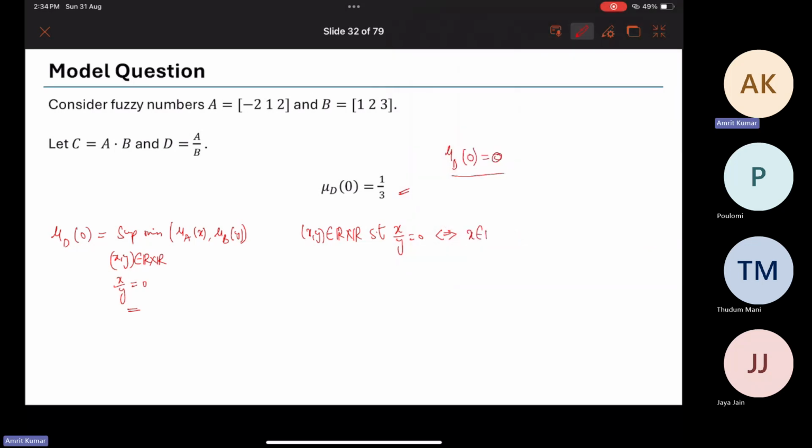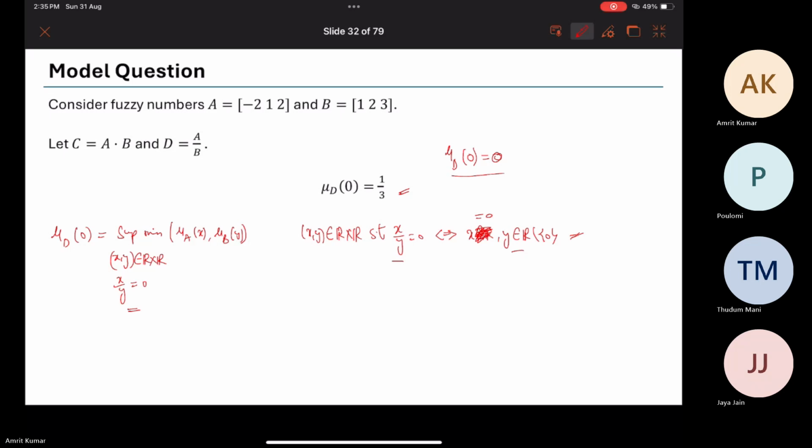Which means x is any real number and y is any non-zero real number. First of all, observe this. We are saying that for two real numbers, x by y is equal to 0. Now, this can only be the case when y is non-zero. First of all, this x by y needs to be meaningful, and we know that 1 by 0 is not defined, right? So y definitely has to be non-zero and x needs to be 0.